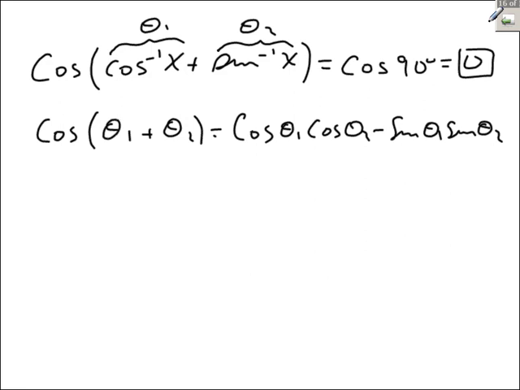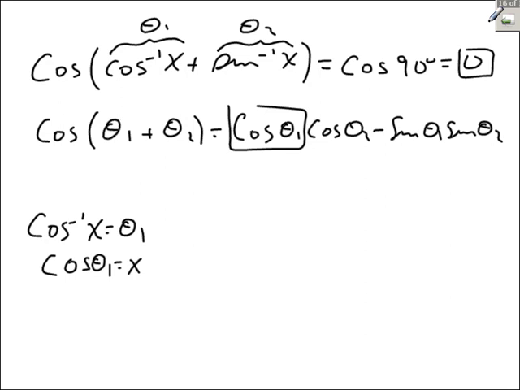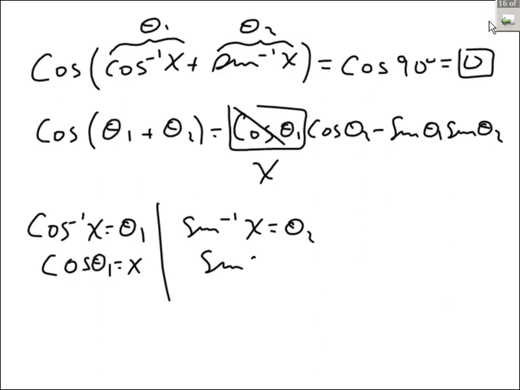Okay? Well, what is the cosine of theta 1? All we know about theta 1 is that the cosine inverse of x is theta 1. So, the cosine of theta 1 is x. What's the cosine of theta 2? Well, let's see what the second one tells us. The sine inverse of x is theta 2. That means the sine of theta 2 is x.